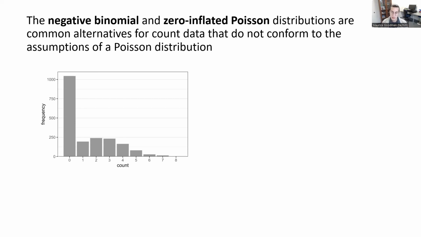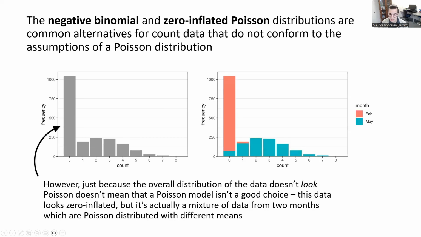However, I do want to note that it can be difficult to choose between these when you're building a model. So for instance, this data looks zero inflated. A Poisson distribution with counts this high shouldn't also have this many zeros. But actually, all this is a mixture of the February and the May data from the previous slide, and both of those are Poisson distributed. So if we fit a model which correctly divided these data according to the months that they came from, a Poisson distribution would be the correct choice. So choosing between these distributions when you're building a model can often be tricky.